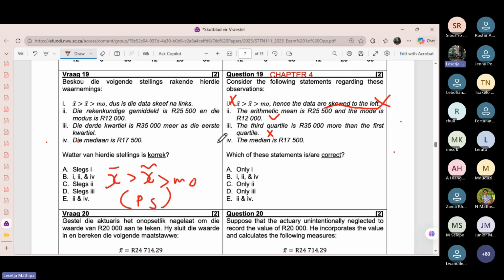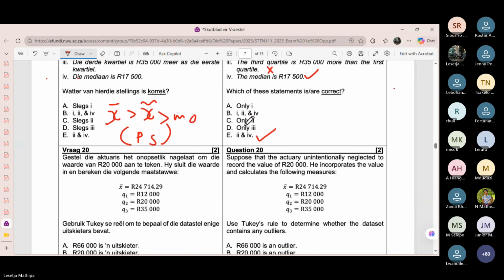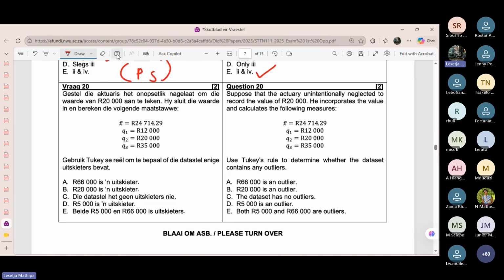Okay, then what about option 5, the Roman figure 4? It's correct. So now the correct options are Roman figure 2 and Roman figure 4, which is option E, the answer. So any questions? All right, let's go to question 20.